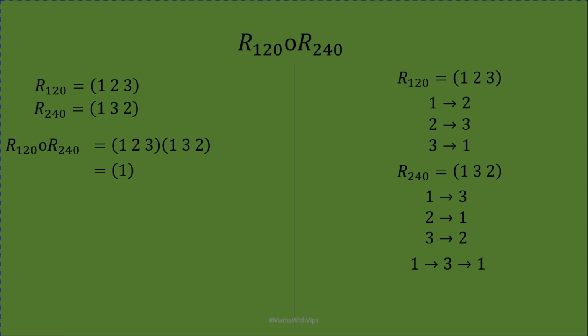Now next we pick up the element 2 in R240. Observe that in R240, 2 goes to 1 and in R120, 1 goes back to 2. So we have that 2 goes to 1 goes to 2. So we again start and end at 2, and we put that in another pair of brackets. Lastly, we have 3 goes to 2 in R240 and 2 goes to 3 in R120. So that's 3 goes to 2 goes to 3, and we can put that in a single bracket. So we have that R120 composed with R240 is equal to I.